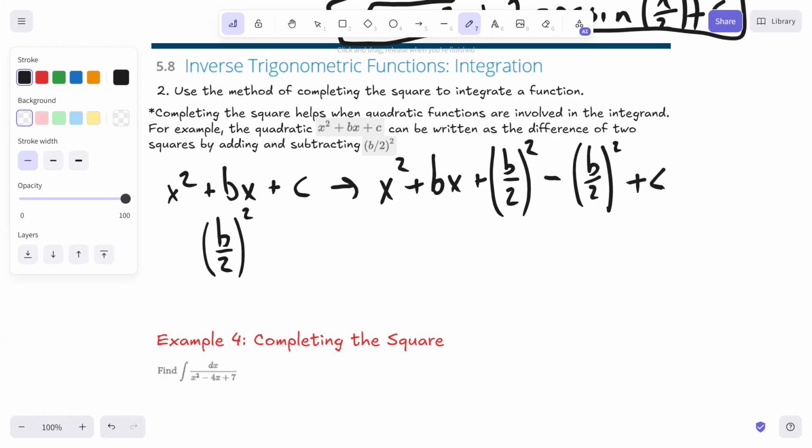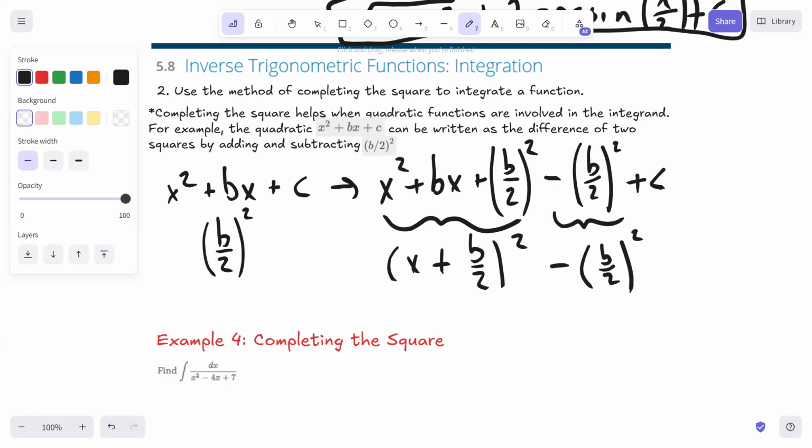Now, the reason we're doing this is because whenever you add and subtract the b over 2 squared, those are just constants and you're adding and subtracting the same ones, so you're essentially adding 0. But the first three terms work out to be a perfect square trinomial, and it ends up factoring into x plus b over 2 squared, minus this part that's left, b over 2 squared plus c. And this is now a difference of squares right there.